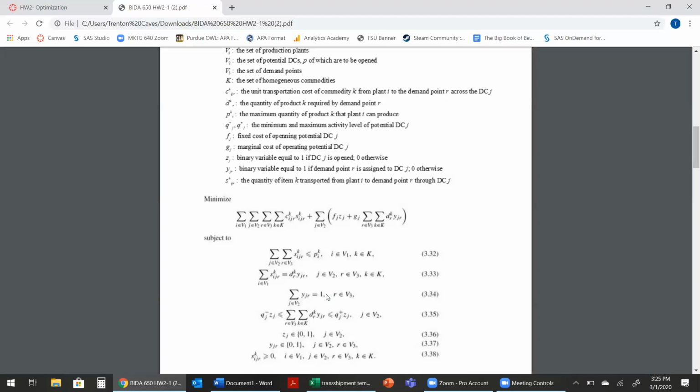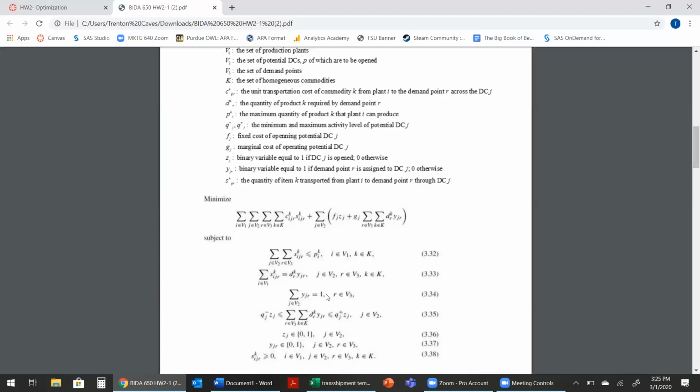So the first part, right? So your sum of j's in V2, go back to before the equal to one part. What is the definition of that? Okay, so Y_jr is the binary variable that equals 1 if the demand point r is assigned to DC j.